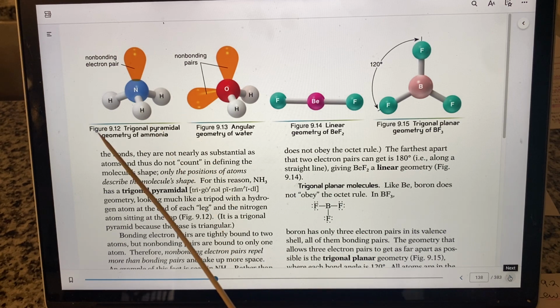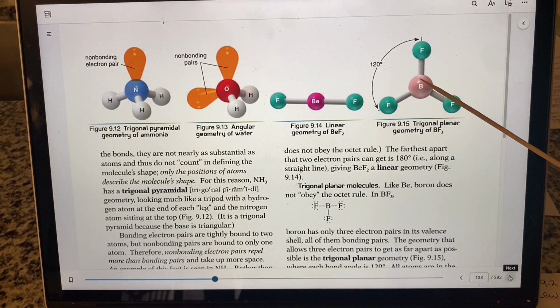The tri means 3. There are going to be 3 atoms combining with 1. If it's a 4, it's going to be tetra. If it's a 3, it's going to be tri. But there are 2 different kinds of tri. One looks like a tripod, and the other looks like a plane, all in one plane. So here we have the trigonal pyramidal, which will look like a tripod. Then we go over to the other one I just skipped over, the trigonal planar.